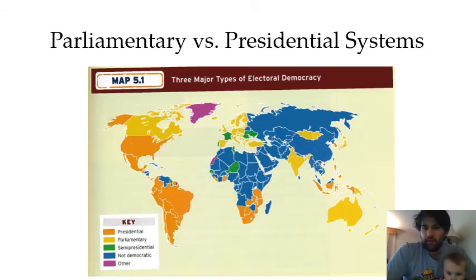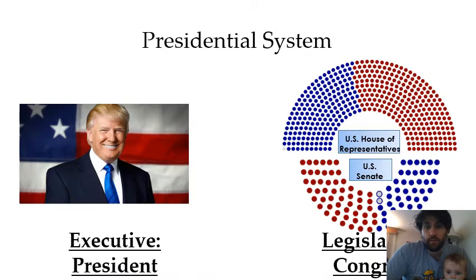Now let me move on and talk about the presidential system. This is the one we're familiar with, and you can see it's common in much of the Americas, interestingly. But in a presidential system, it works like this. There is the executive branch. Instead of a prime minister, you have a president, and then you still have a legislature. We typically call it a Congress.